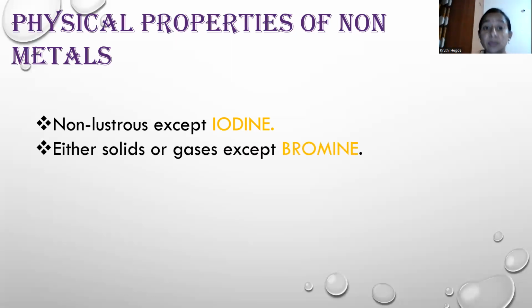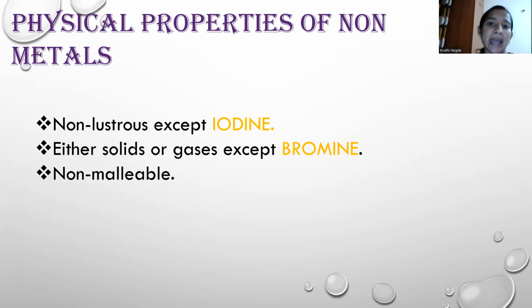Non-metals can be either solids or gases, except bromine. Bromine, which we discussed in the first slide, is actually a liquid non-metal. Except bromine, all other non-metals are either gases or solids. They are not liquids. Children, which is the liquid metal that we have discussed? It's mercury. The liquid non-metal is bromine.